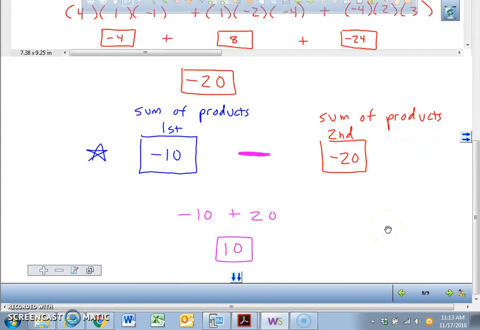Now, if I used letters like A, B, C, and D, you'd have a lot of letters confusing you. So focus on the process of this as you do the using diagonals to find your determinant of a 3 by 3. Okay?